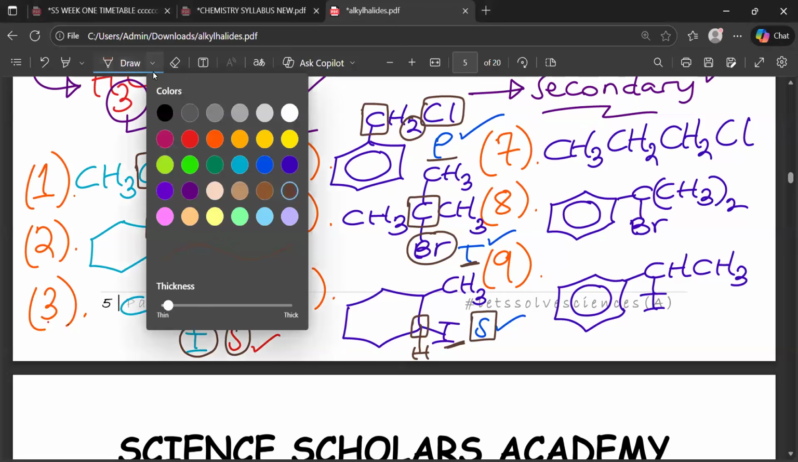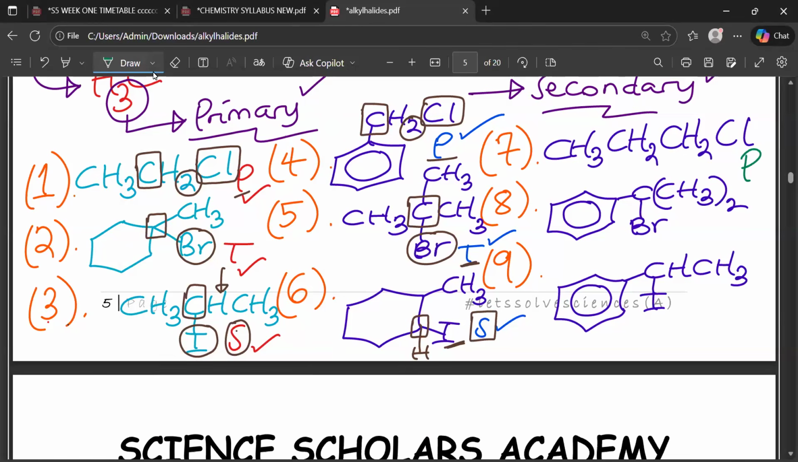So don't risk to forget how classes are identified if you really want to pass chemistry. It is the same thing we shall say with alcohols. It is the same thing we said with carbocations. Just don't forget. Someone may be like, but how is this carbon touching the Cl?